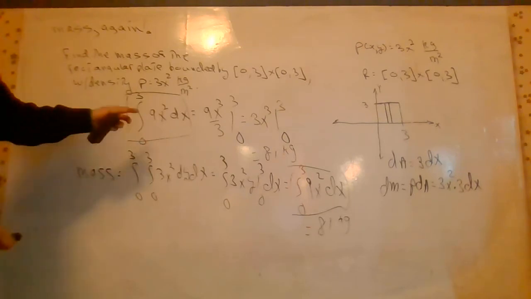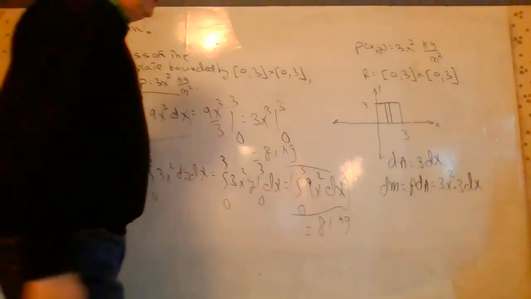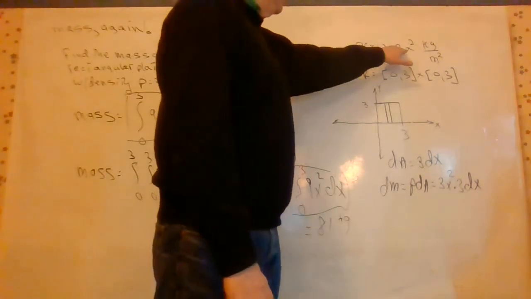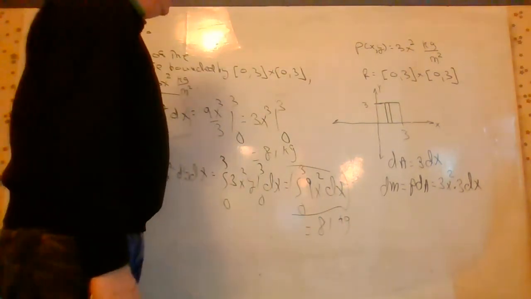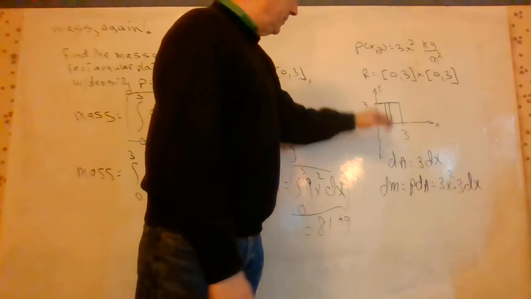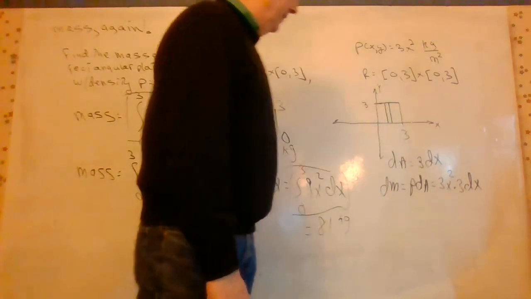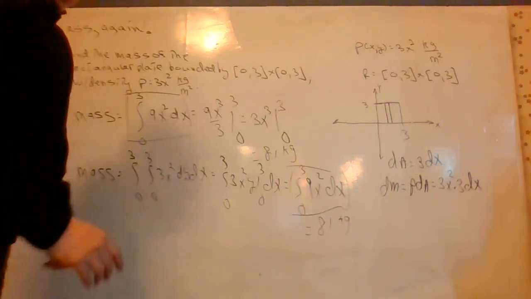So yeah, that's all for this example. Your problem set has one problem with the density varying with x, another problem with the density varying with y. You just need to do a horizontal strip, and this is going to be dy instead of dx. So that's all.